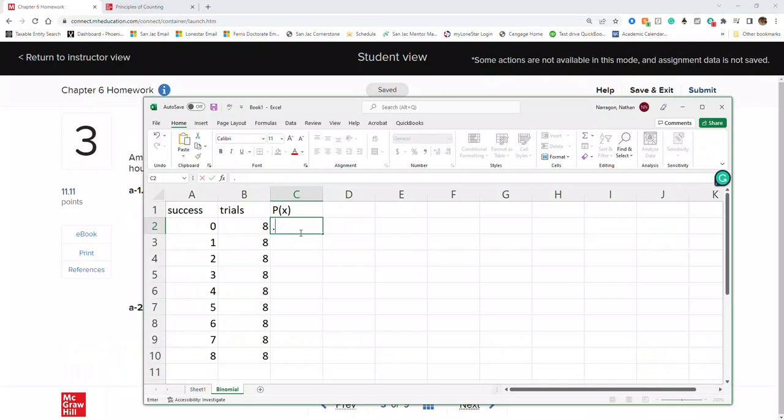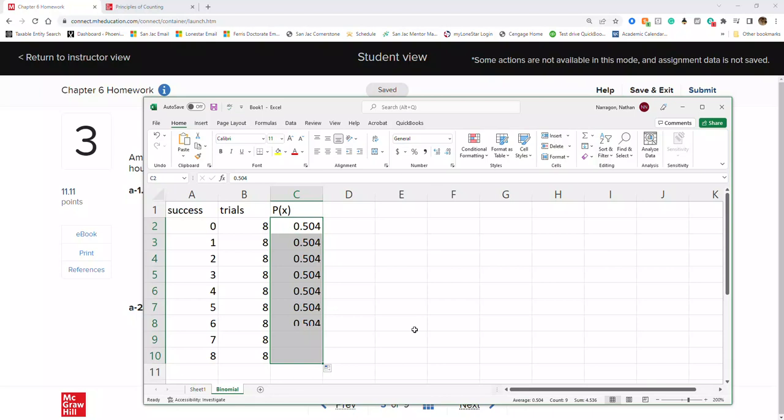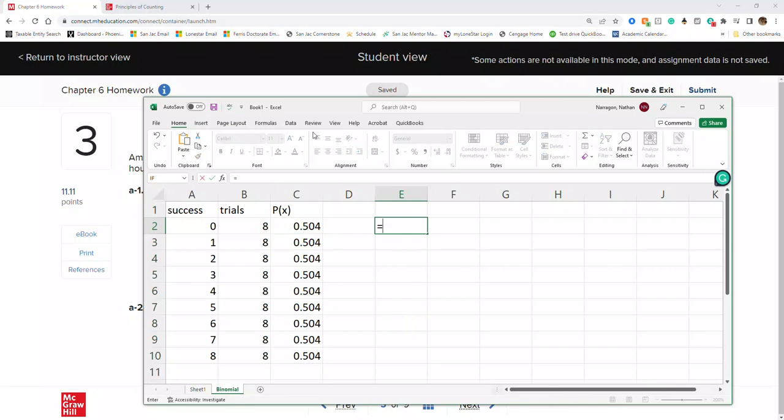So 50.4, or 0.504. Always convert to decimal form. Since this is the same, drag down. Okay, so what is the formula that makes this easier for us? Now that we know the variables, we can actually input them.